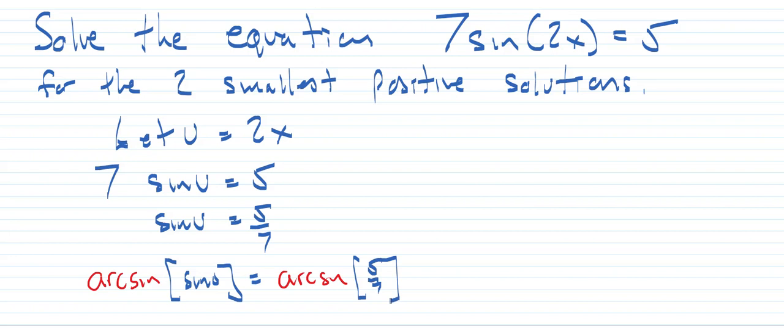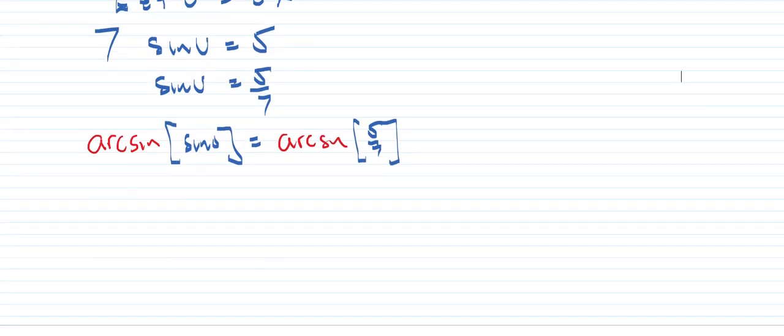Now, on the left-hand side, you have a function and inverse function canceling each other out. So the left-hand side just becomes u, and the right-hand side is equal to arc sine of 5/7. So u is going to be equal to the angle whose sine is 5/7.